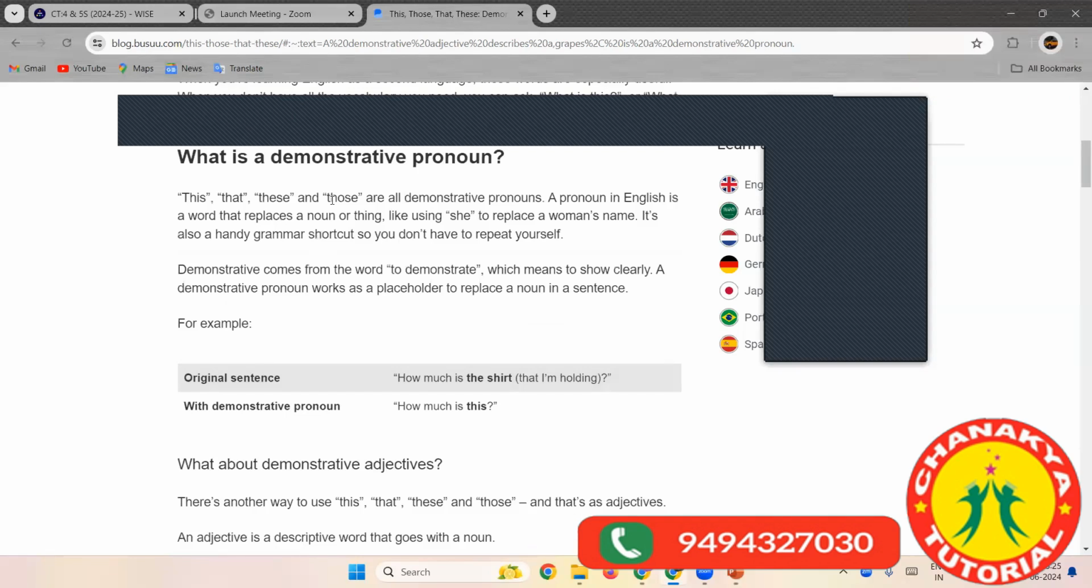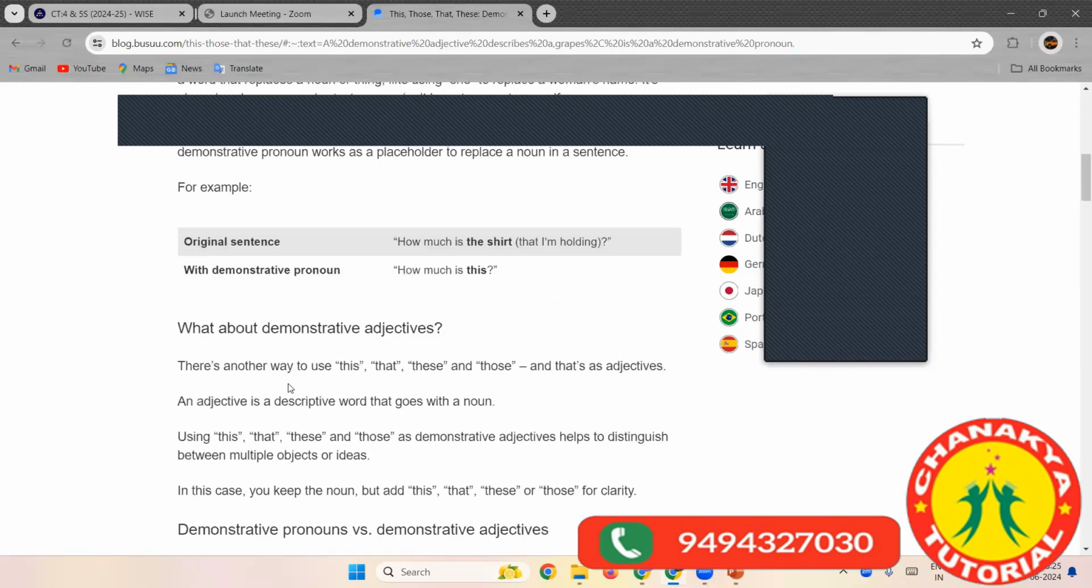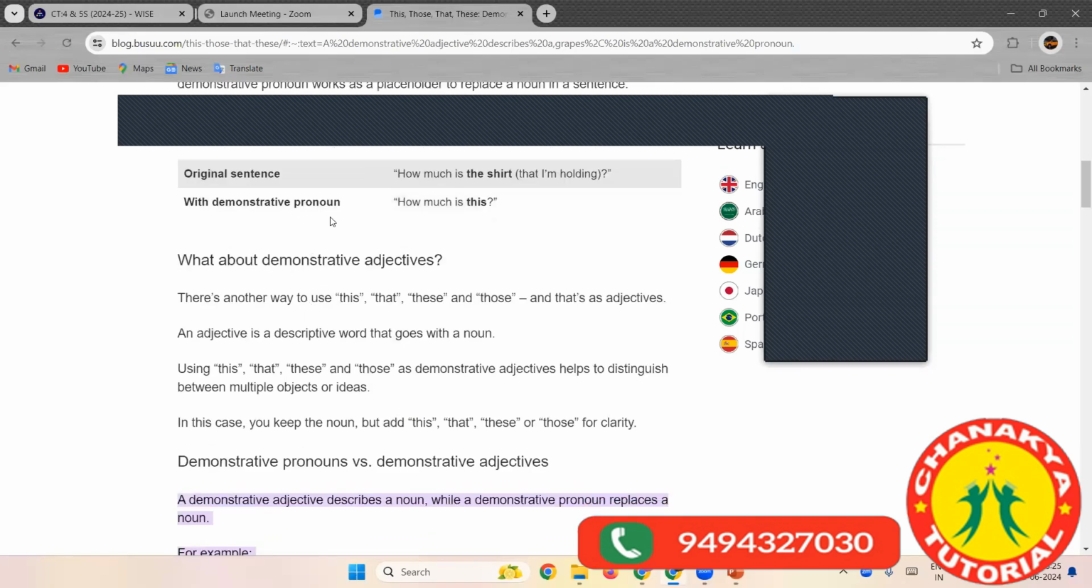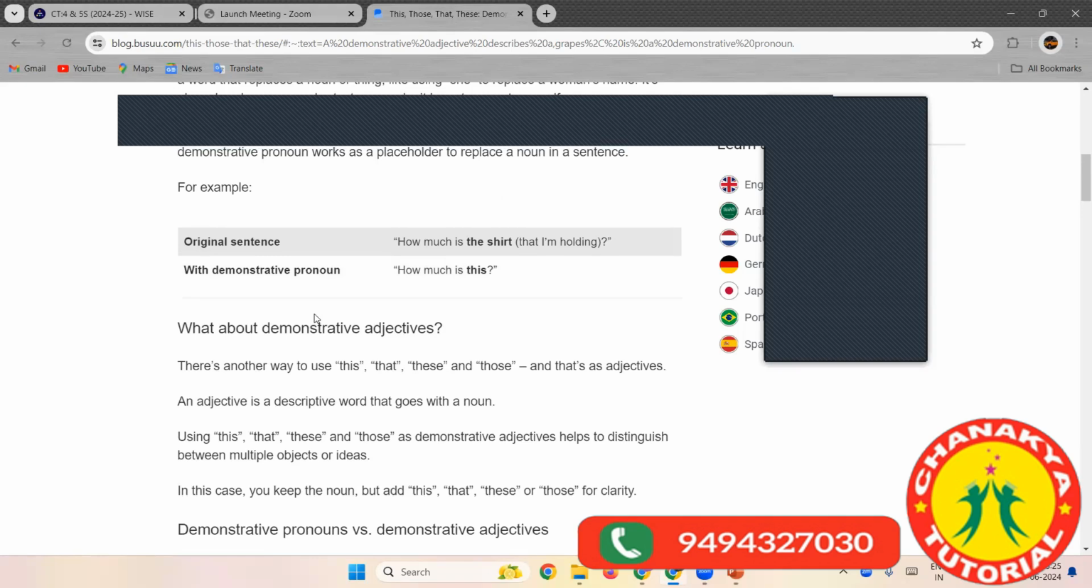So now you understood what is a demonstrative pronoun. No much confusion. Instead of noun, if you are using some word, then it is demonstrative pronoun. Correct. Okay, so now going to demonstrative adjective. So what about demonstrative adjective? There is another way to use. So these all the four words are also called as demonstrative adjective.